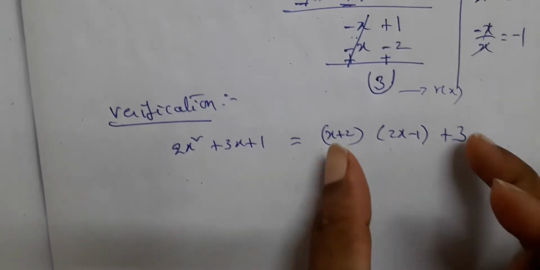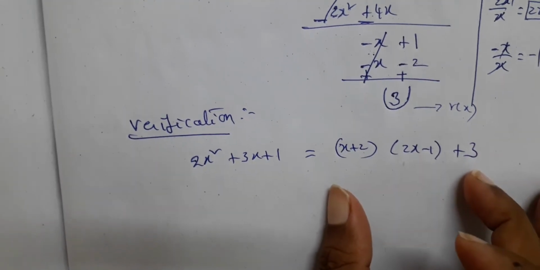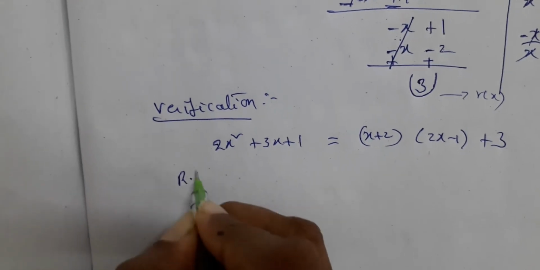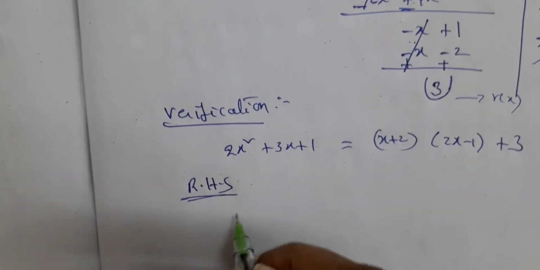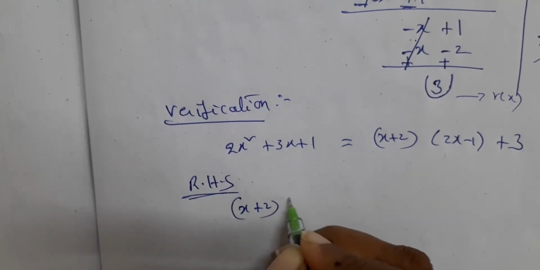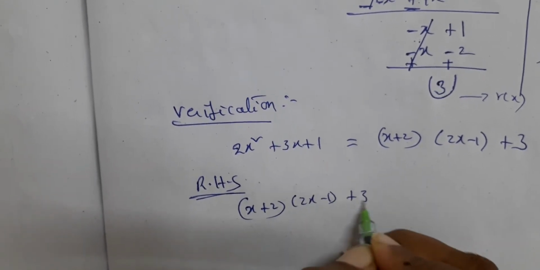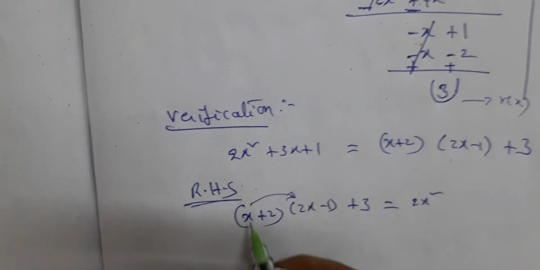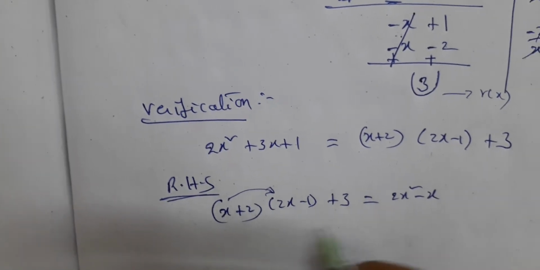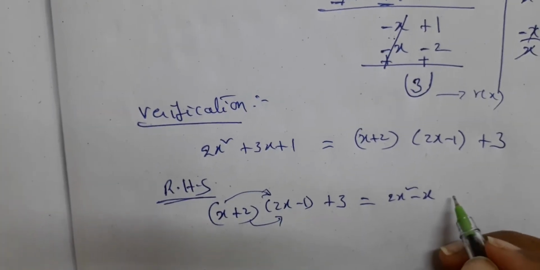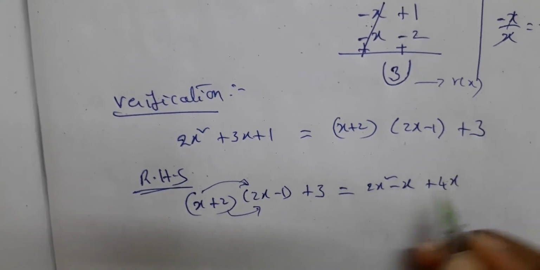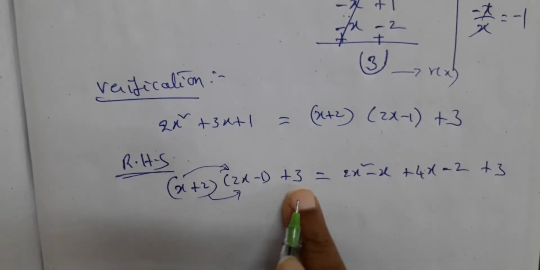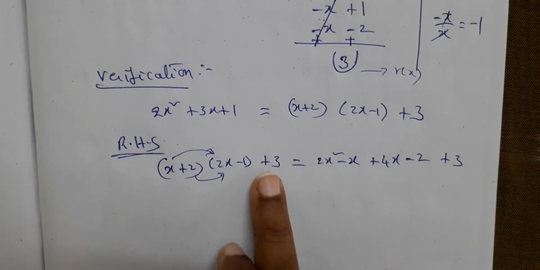So what shall we do? Let's take the RHS and then see that it is equal to LHS. So let us take RHS separately and multiply. x plus 2 into 2x minus 1 plus 3 is equal to, multiplying with x, x into 2x is 2x square, x into minus 1 is minus x. Then with 2, plus 2 into 2x is plus 4x, 2 into minus 1 is minus 2, plus 3 as it is. So the distributive property is applied here.